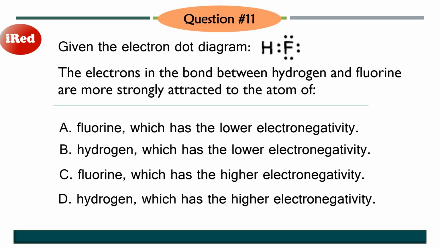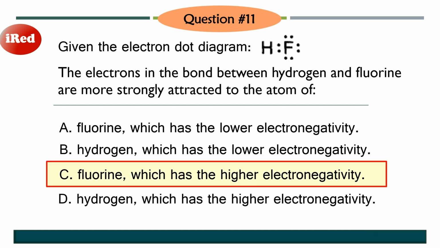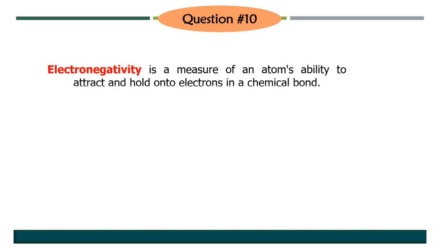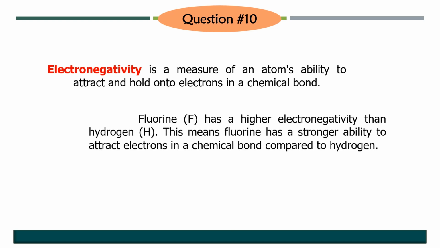Given the electron dot diagram, the electrons in the bond between hydrogen and fluorine are more strongly attracted to the atom of... The correct answer is letter C. Fluorine, which has the higher electronegativity. Electronegativity is a measure of an atom's ability to attract and hold onto electrons in a chemical bond. Fluorine, F, has a higher electronegativity than hydrogen, H. This means fluorine has a stronger ability to attract electrons in a chemical bond compared to hydrogen.